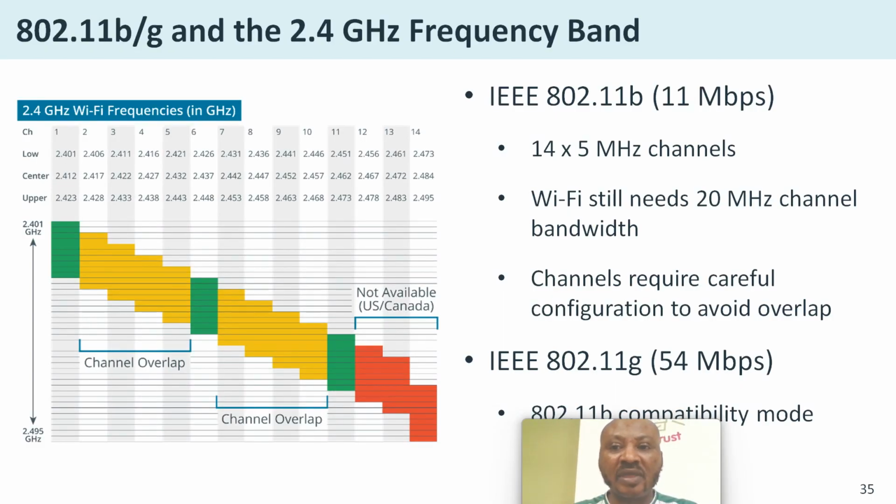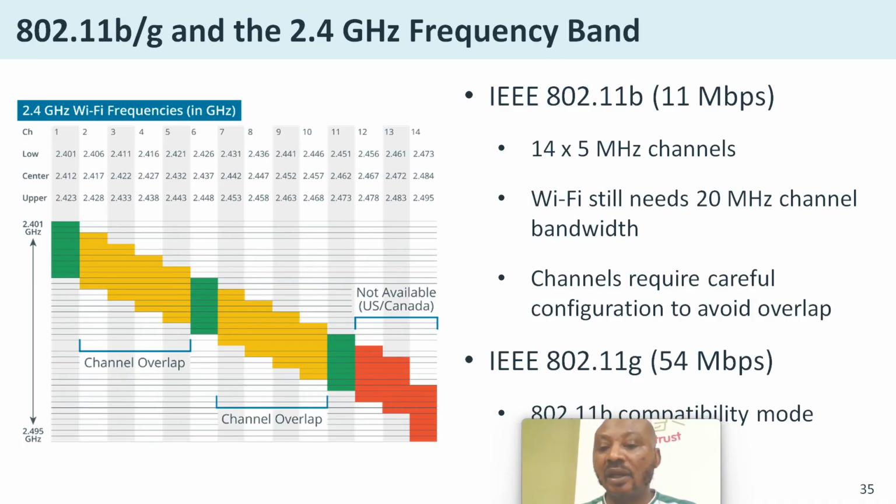But there's a problem. If the standard is 11B, it will give you a bandwidth of 11 megabits per second. If the standard is 11G, it gives you a different bandwidth of 54 megabits per second. So what does it tell you? It tells you that the two devices can work, since they are 11B and 11G.